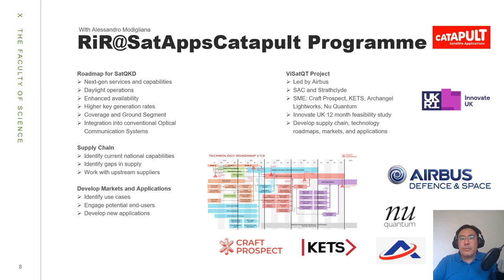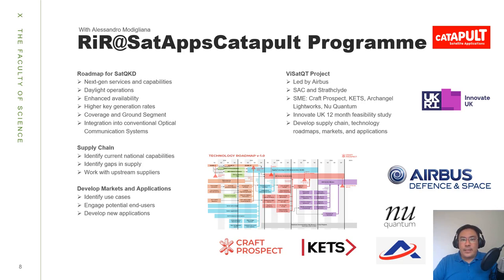We will also look at the supply chain. We try to identify current national capabilities in the supply of components and subsystems. We will identify gaps in the supply and work with upstream suppliers to plug those gaps. We will also look at developing the markets and applications for satellite quantum key distribution. We'll try to identify the use cases, engage potential end users, and develop new applications.